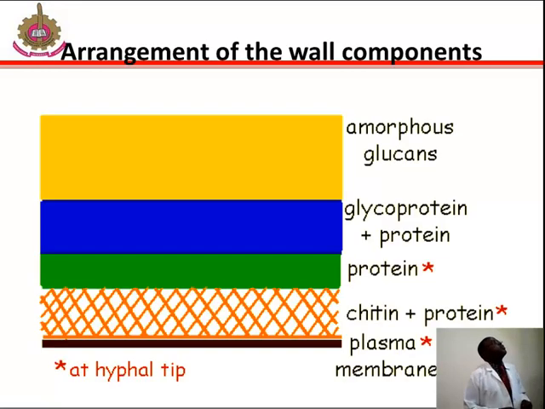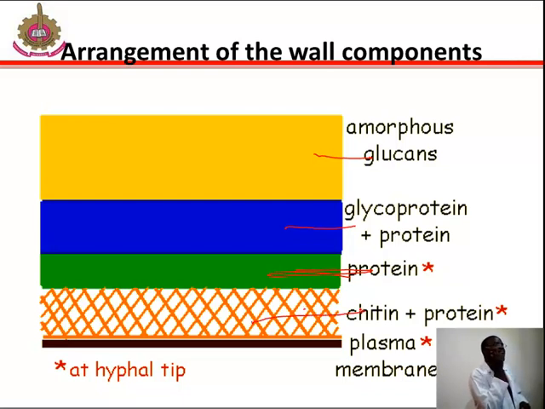Also, this is the arrangement of the cell wall of fungi. You will see from this diagram that it has many layers. You have the amorphous glucan shown in yellow. You have the layer of glycoprotein in blue. You have a layer of protein per se in green, and you have chitin like this.